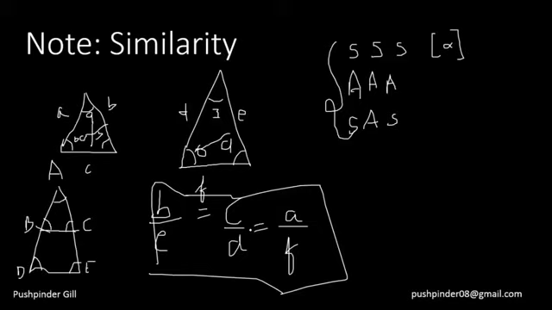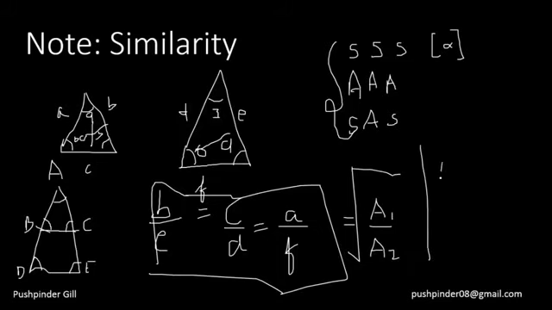corresponding sides. Alright, now one very important thing: if these are the ratios of sides, what will be the ratio of areas of both the triangles? That would be the square of the ratio of sides. Now why is that? Because area is equal to half base into height. That means area is directly proportional to side squared. So whatever the ratio of sides would be, the square of that would be the ratio of areas.